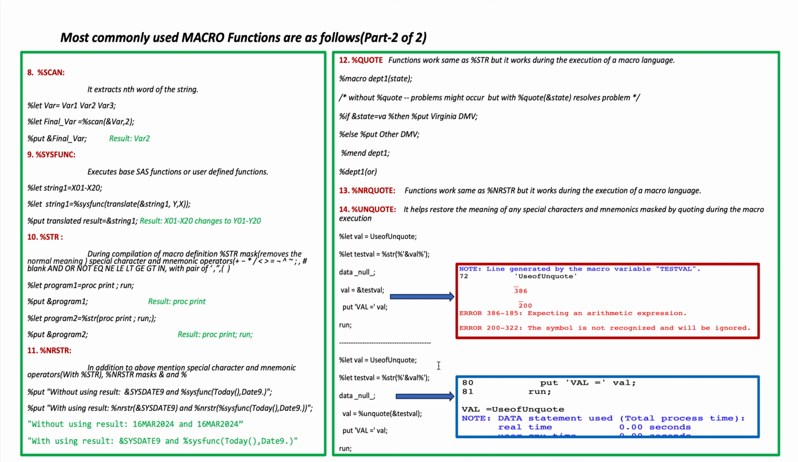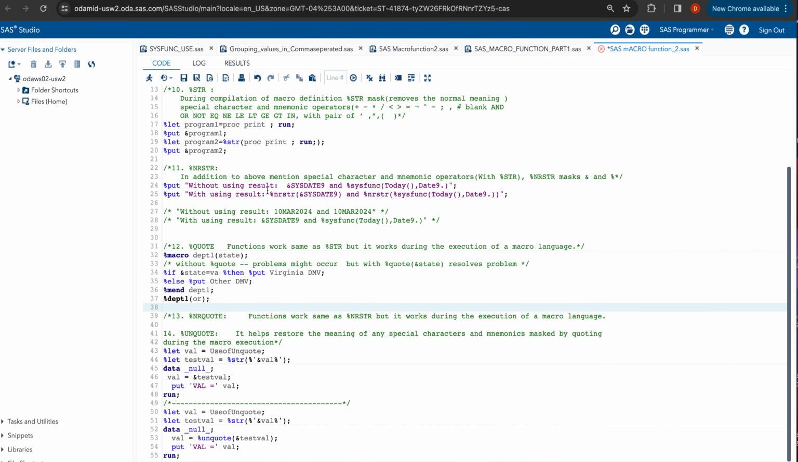In the second example, when we use %unquote with testval, then it will resolve the issue. That means it will restore the meaning of any special character and mnemonic masked by the quoting during the macro execution. If we use those functions in an actual SAS program and run, we will get exactly the same result. Let me run that code. This is the first code.